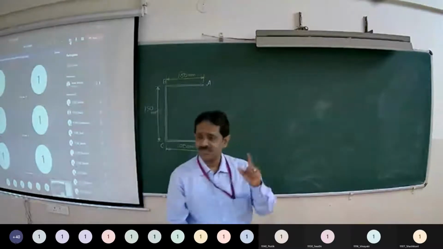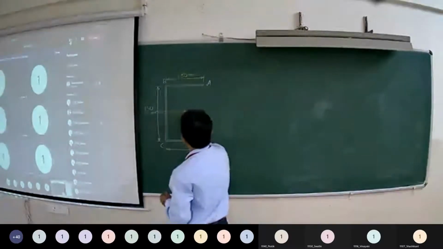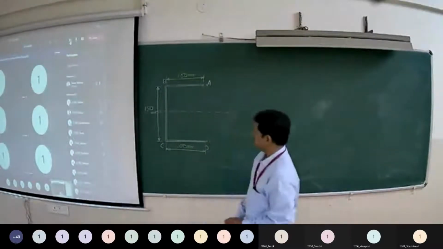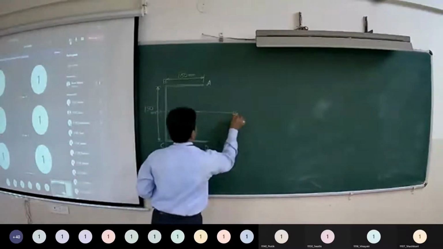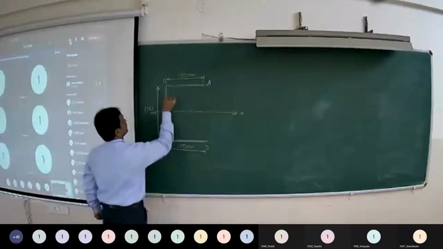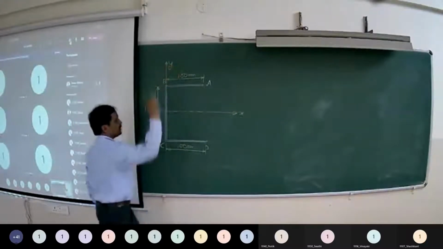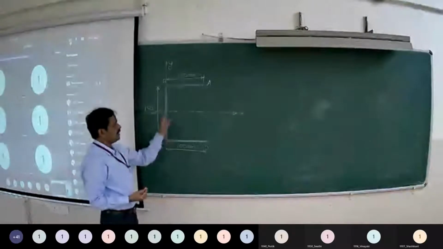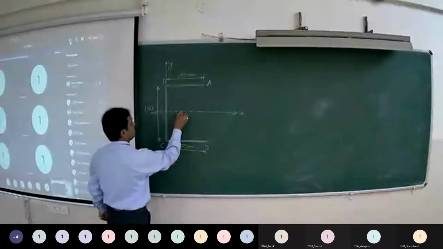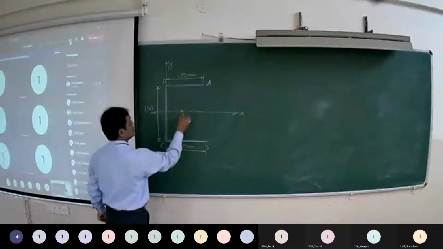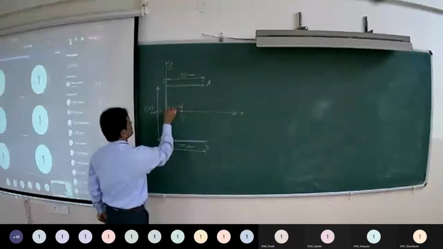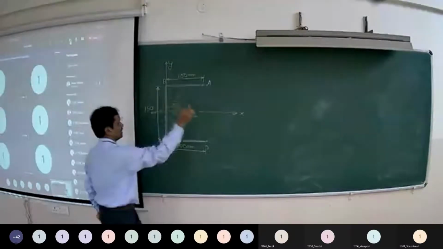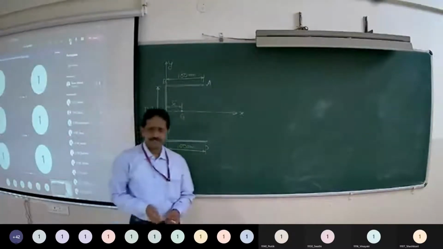Now this letter C is symmetrical about the horizontal axis. Right? Suppose you consider this symmetrical axis as X and this is Y. We know that the centroid will be located on the symmetrical axis, centroid or center of gravity. Its distance from the Y axis is X bar, right?